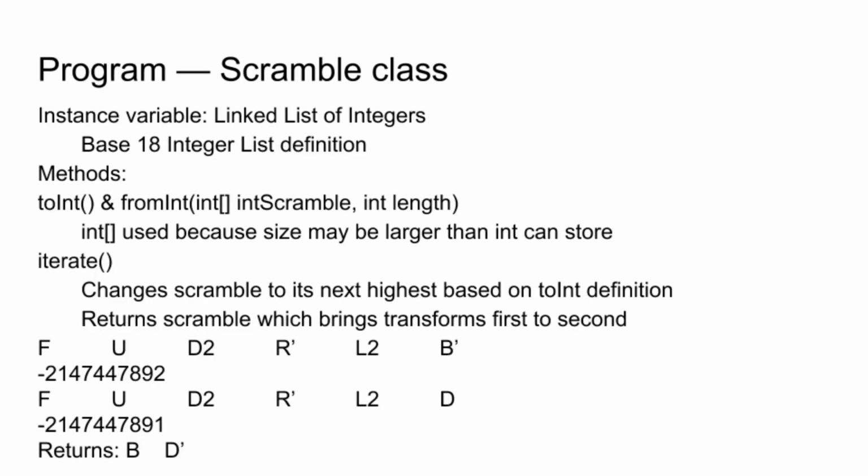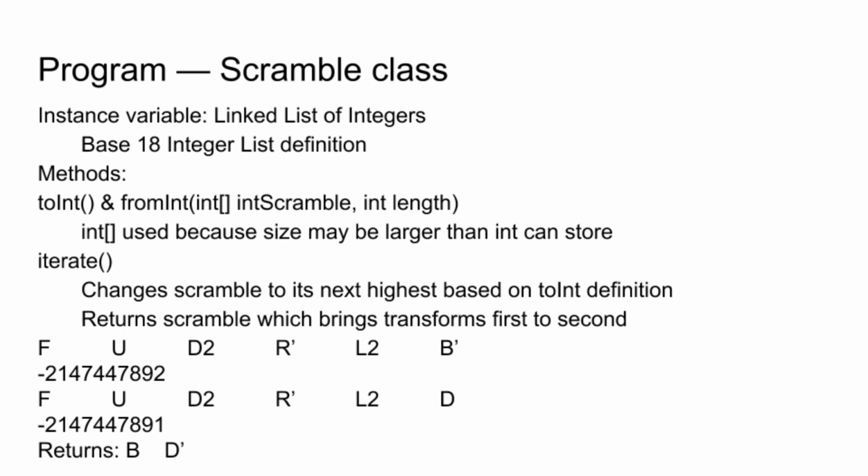Now we can finally discuss the program. The scramble class is the implementation of the mathematical scramble object. A scramble object is stored as a linked list of integers, using the base 18 definition. As described in the mathematical discussion of scrambles, they can be represented as a single integer. This is done with the toInt and fromInt methods. 2 notes with this. Firstly, when using fromInt, the length of the scramble also has to be specified.